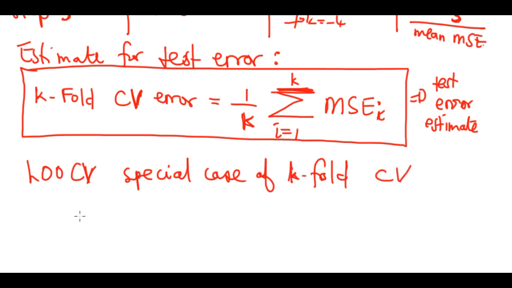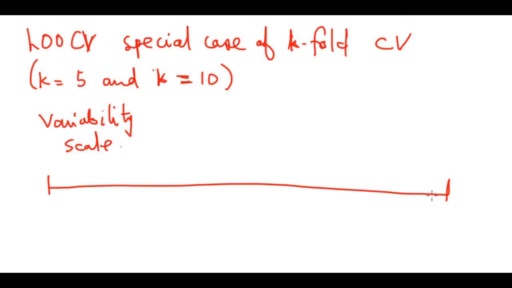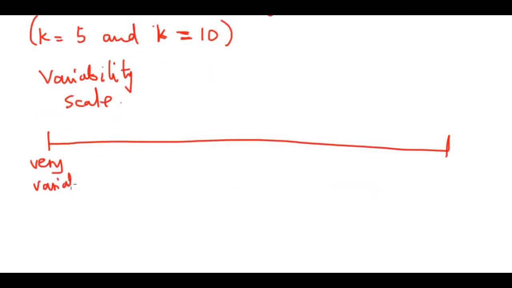Usually when we are doing k-fold CV, we take k equal to 5 and k equal to 10, because it can be shown that the variability is much easier to control when we use these. And also the variability in test error estimates here is much lower than the validation set approach. I think we agree. Let's look at our variability scale. Let's say very variable at one end, and low variability at the other end.